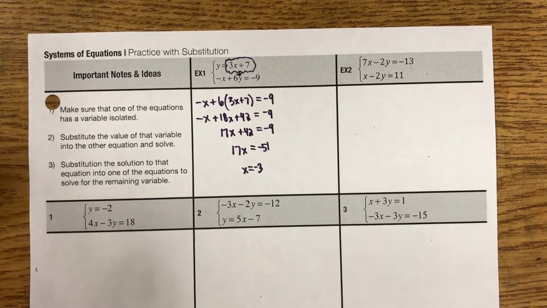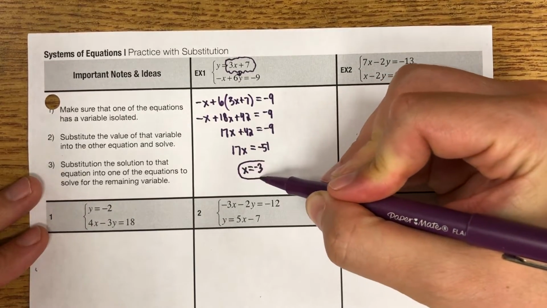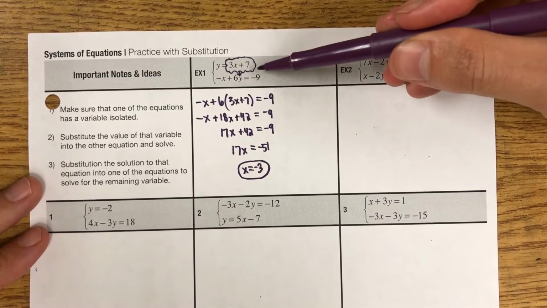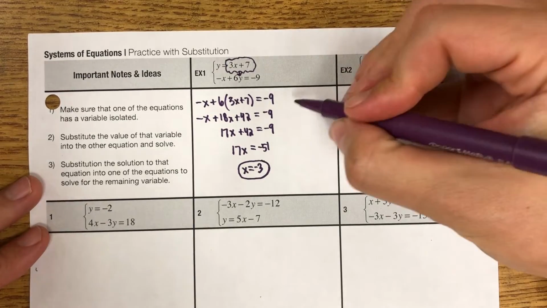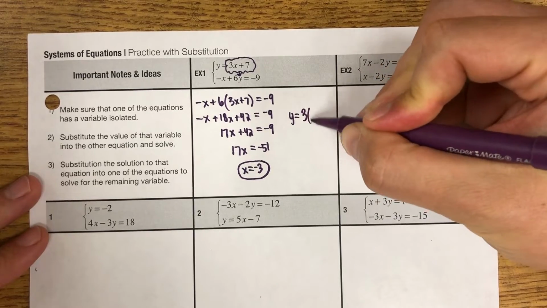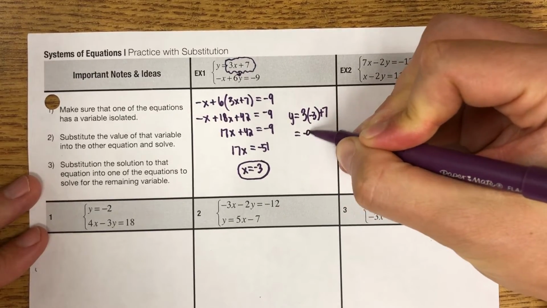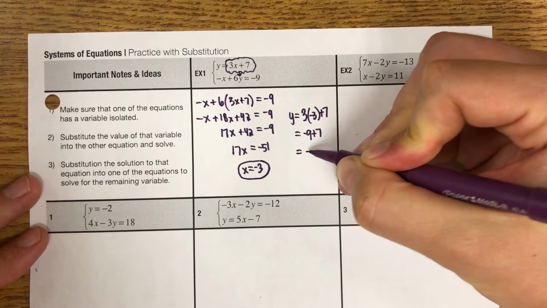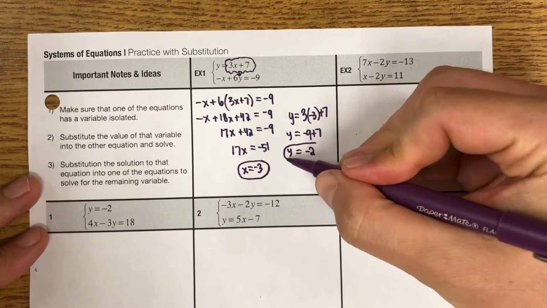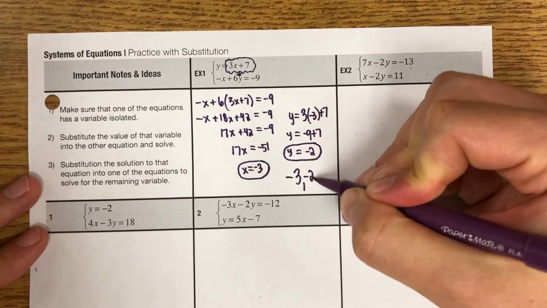Now, in order to figure out what y will equal, I'm going to have to take this guy here and substitute him back into one of my equations. You'll notice here that the top one looks significantly easier than the bottom one, so I will go ahead and substitute that in there. So y will equal 3 times negative 3 plus 7, which is negative 9 plus 7, which is negative 2. So my mystery numbers here are negative 3 and negative 2, and so here is my solution.